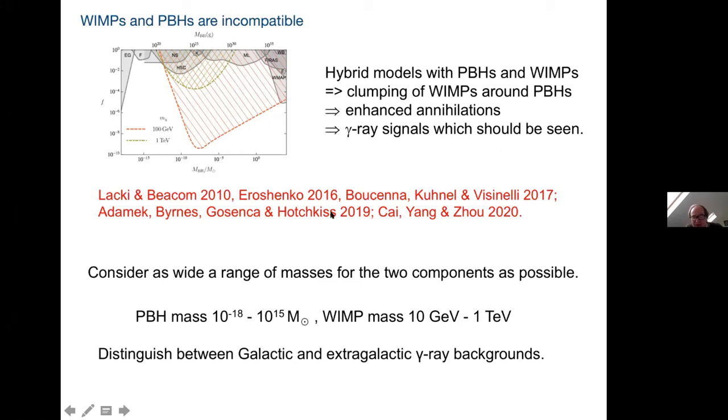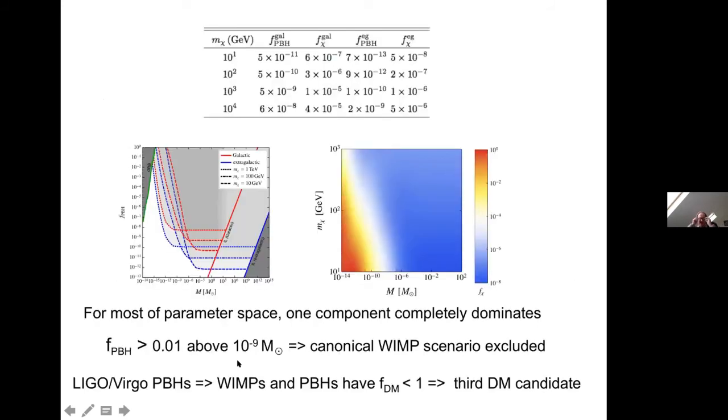But the point is, these previous analyses were only done for a relatively modest range of masses. We've extended the PBH mass range from 10 to the minus 18 to 10 to the 15, and we've allowed a WIMP mass of 10 GeV to 1 TeV, and we've got both a galactic and extragalactic background. And here are basically our results. This is f_PBH against M, the previous diagram extrapolated to smaller masses. This first diagram assumes that most of the dark matter is WIMPs, and these are the constraints you get on PBHs. The second diagram is if the dark matter is in PBHs, and then you get a constraint on the WIMPs. So the point is, for most of the parameter space, one component completely dominates.